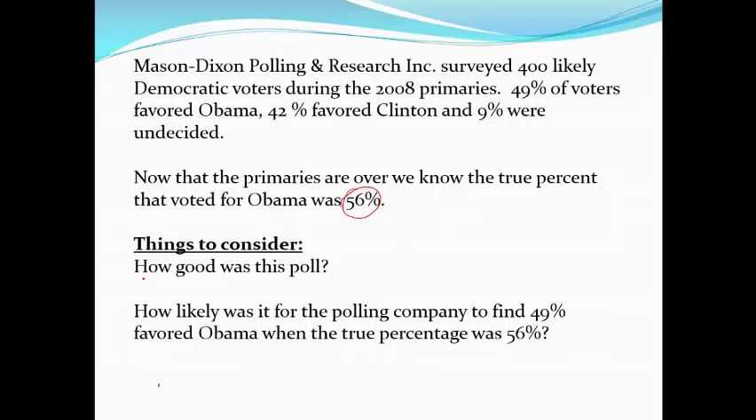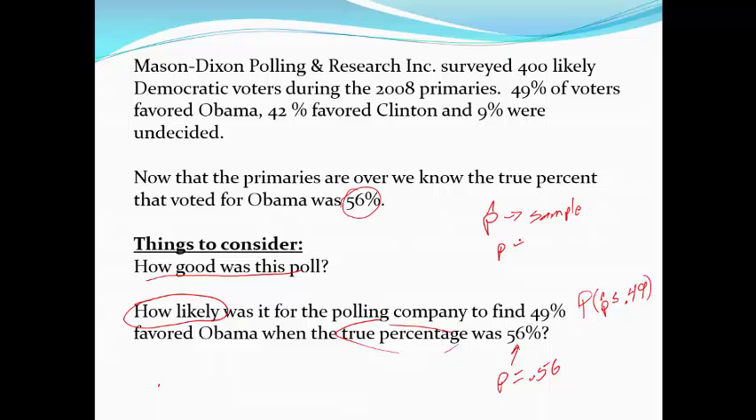And really to answer this question, it would be interesting to see how likely it is for the polling company, so really, what's the probability that they found this p hat of 49%, or even more extreme, when in fact the true percentage was 0.56. So we've been talking about this already, but just as a reminder again, p hat is used to describe a sample, and p is used to describe a population.